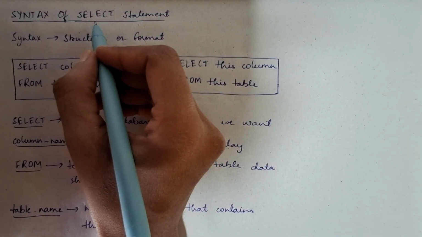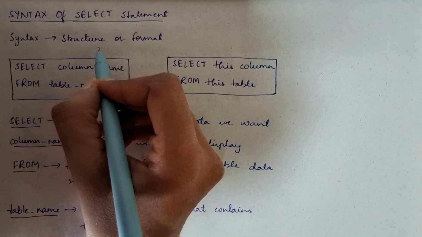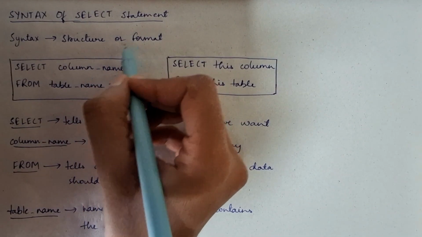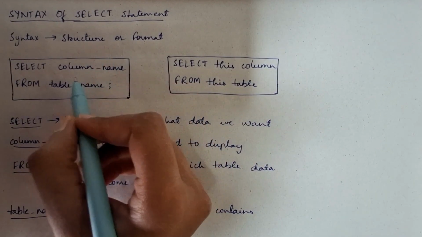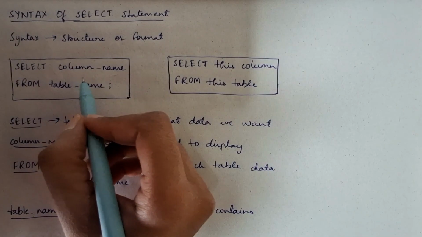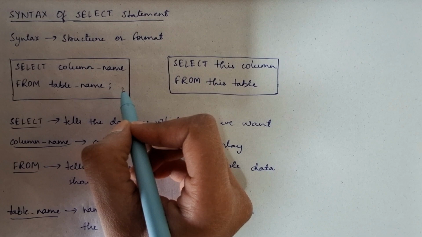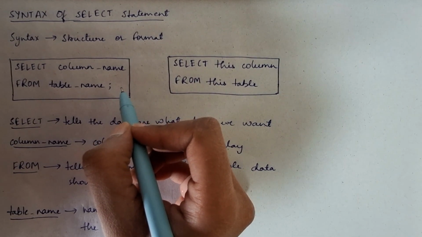Now let us understand the syntax of the select statement. Syntax means the structure or format in which we write a command. Every SQL query must follow a proper syntax, otherwise the database will not understand it. Now have a look at this syntax. Select column name from table name, ending with a semicolon. Let me explain this line by line.